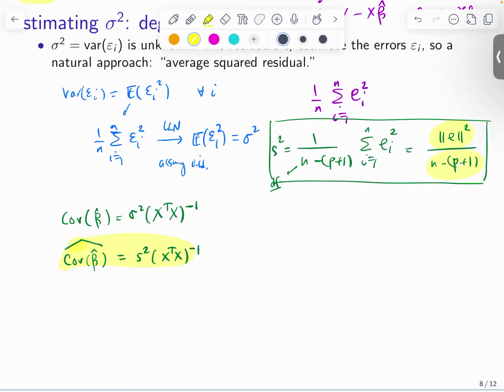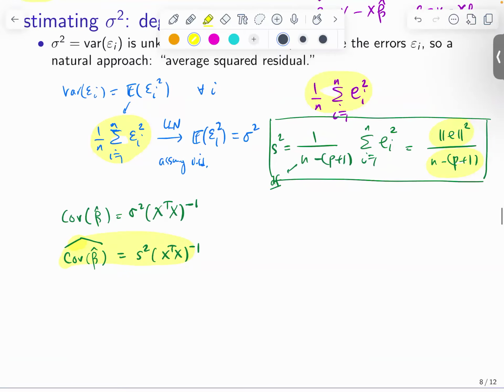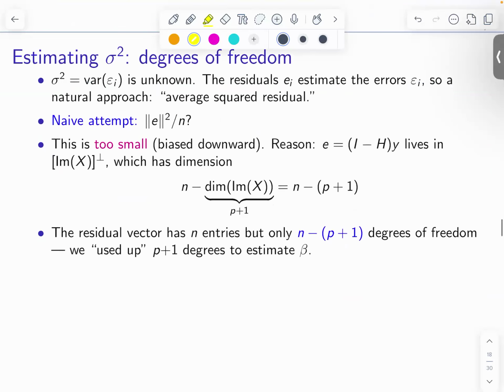So far, so good. This is a little bit tricky. We haven't done the full justification yet. I just wanted to argue that this is a good estimator if you had it. This suggests that we can replace the actual error with the residuals, but the residuals are kind of correlated. So instead of dividing by n, we divide by something a little bit smaller. If you use the norm of E squared divided by n, this will be too small, because it's going to be biased downward.